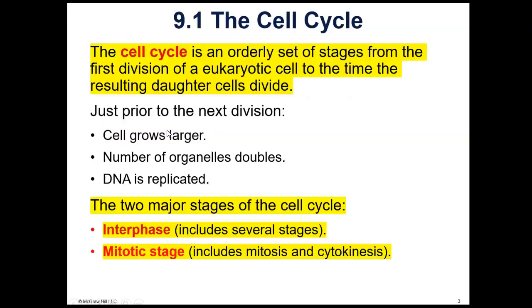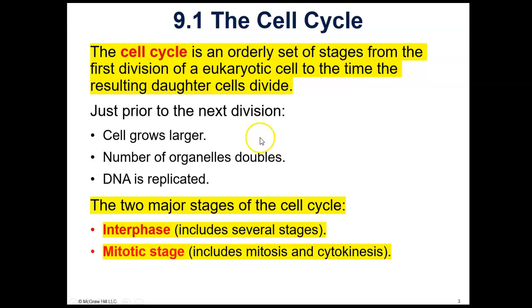to cancer. Okay, so the definition of the cell cycle: it is an orderly set of stages from the first division of a eukaryotic cell to the time the resulting daughter cells divide. So basically from the time that the cell's life begins until it divides into 2 new cells.